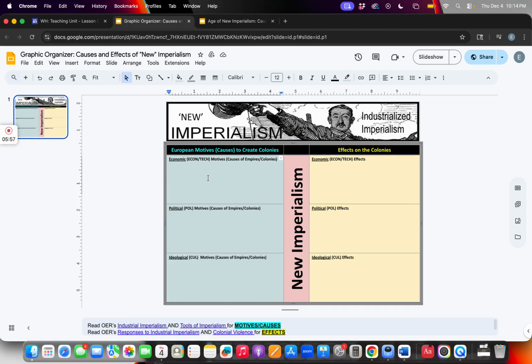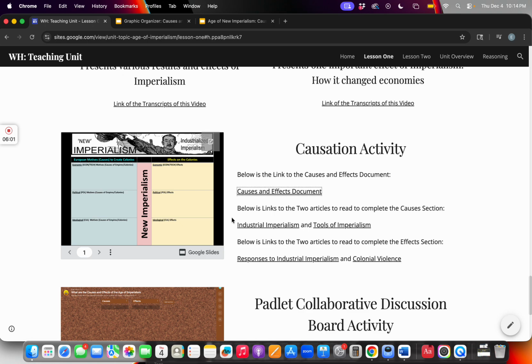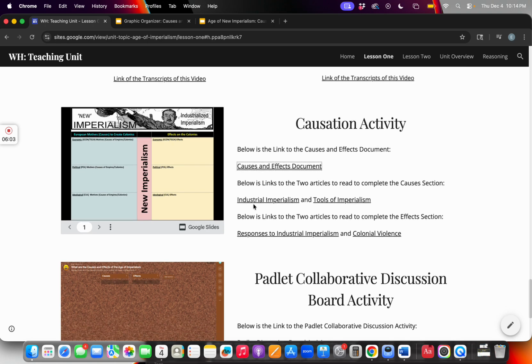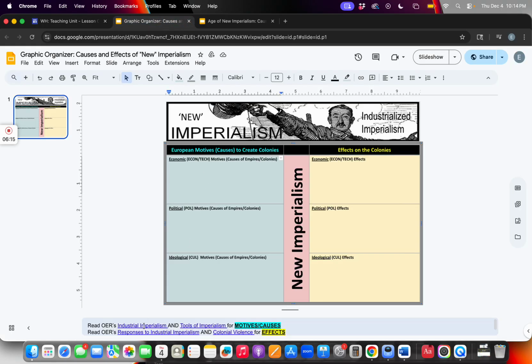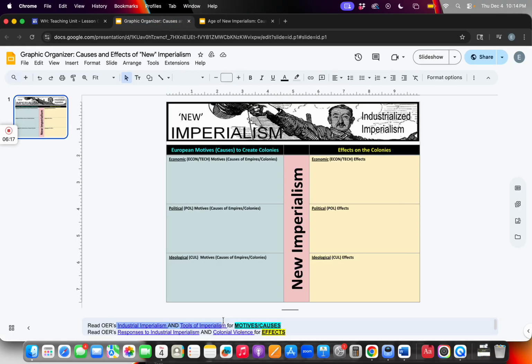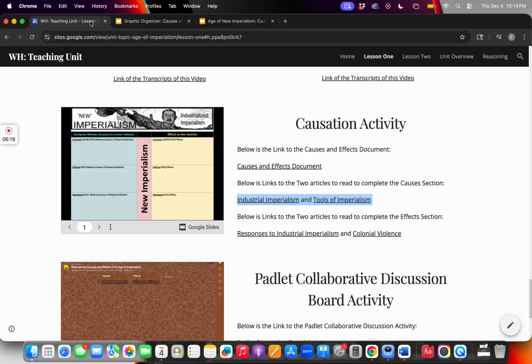And based upon what you've decided to focus on, you will be reading two articles. For example, if you chose to focus on the causes section, you will be reading these two articles, which you can click here, or you can go to the document and click them below here to access them. If you chose the effects section, you would read these two articles.